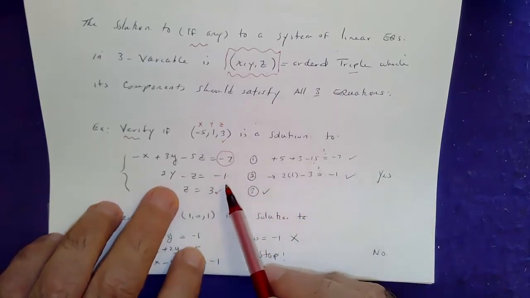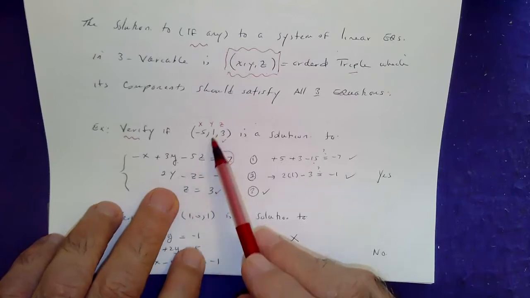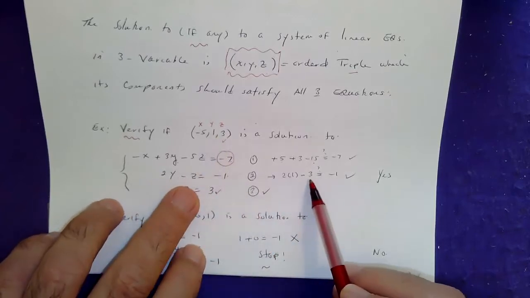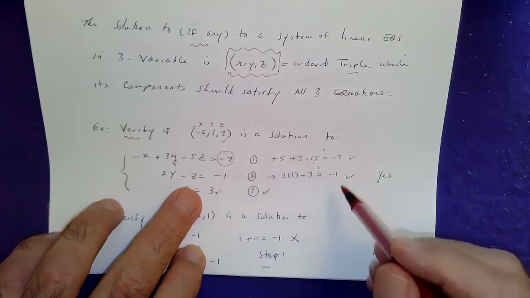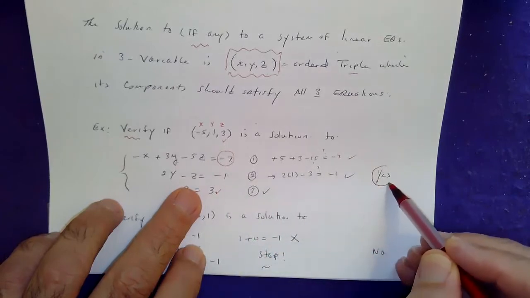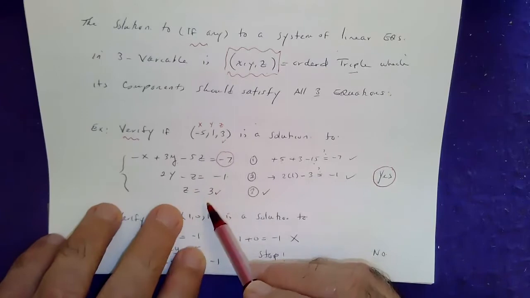Now you've got to check the second equation. Replace y with 1, z with 3, you get 2 minus 3. Does that add up to -1? Yes, it does. So the answer is yes. That is the solution of the system.